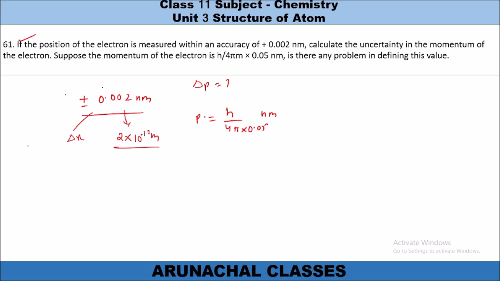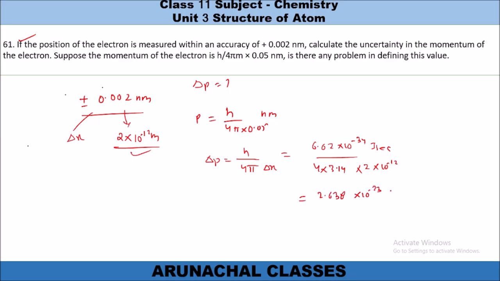Now the uncertainty in momentum, delta P, is equal to h upon 4 pi delta x. So we have to put in the values. The h value is 6.62 into 10 power minus 34 joule second, divided by 4 multiplied by 3.14 and the delta x value, which is 2 into 10 power minus 12. When we solve this, it will be 2.638 multiplied by 10 power minus 23 kg meter per second.